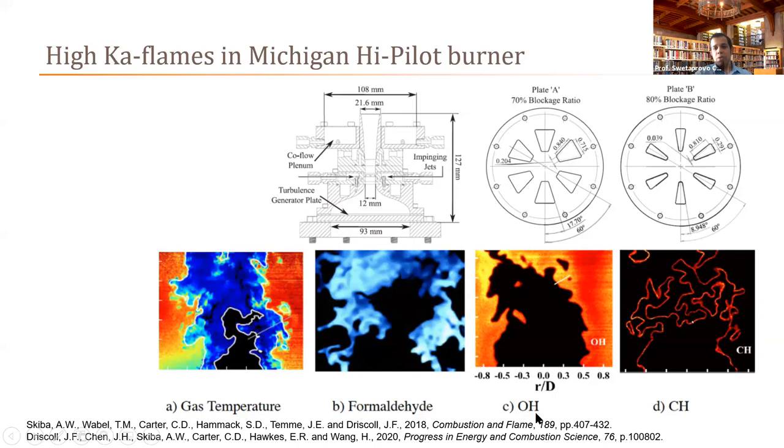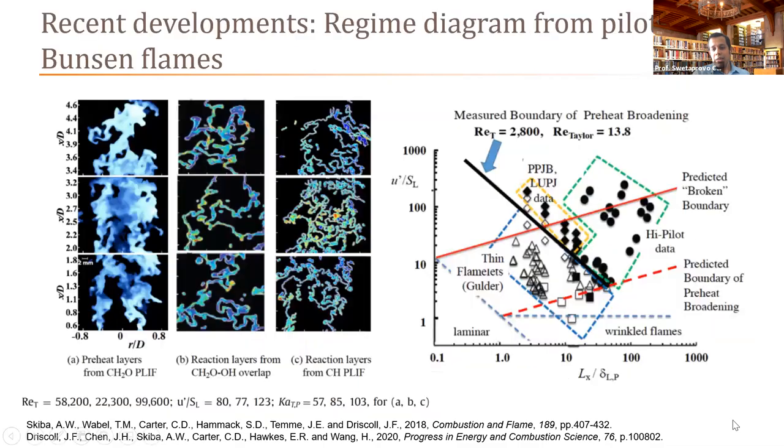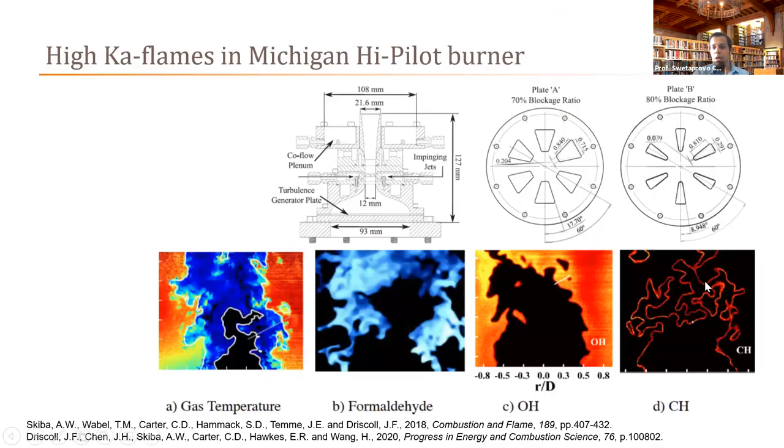You've got OH also. Now OH peaks due to your chain branching reactions inside the reaction zone because H plus O2 goes to OH plus O. So OH is always a good tracker, but the problem with OH is that it survives in your product regions also. So you have to combine it with formaldehyde to find out the locations of the reaction zone. So OH and formaldehyde together give you nice indications of your heat release locations. And also CH gives you nice ideas of where your reaction zone is.